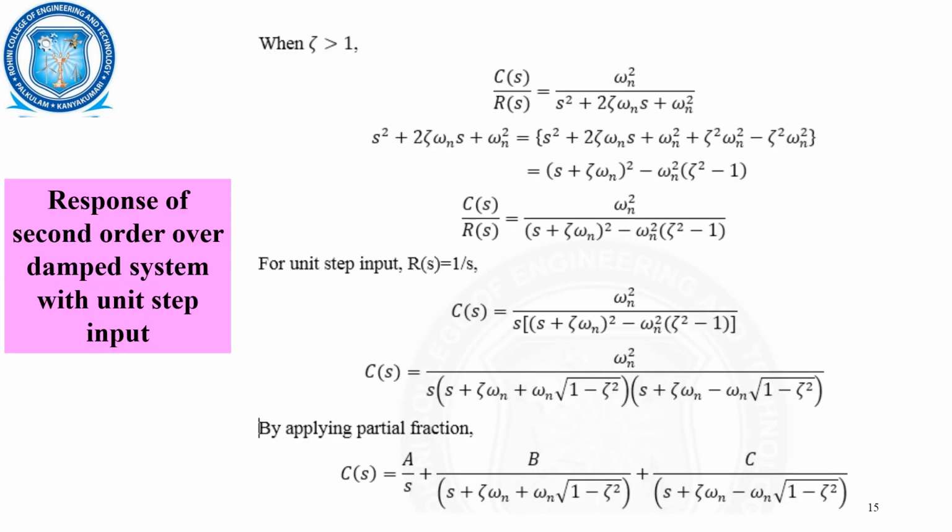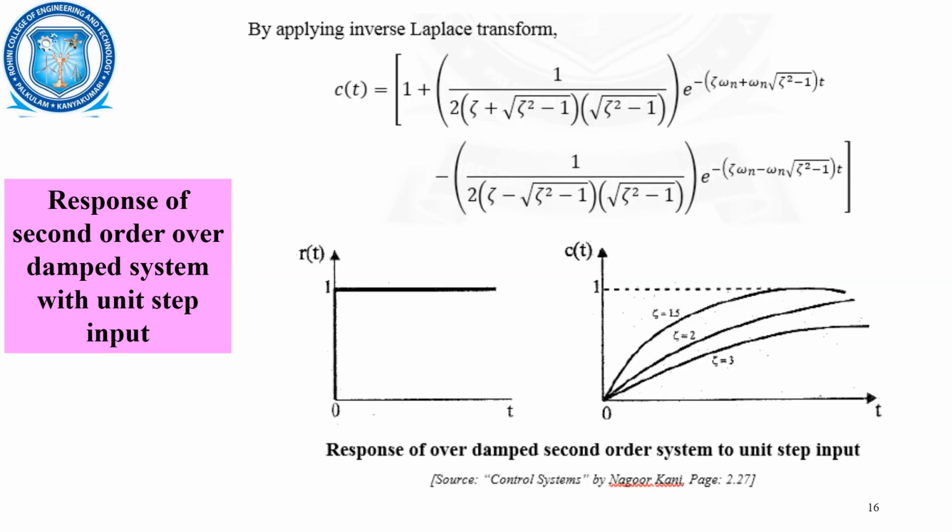Next is the overdamped system. In an overdamped system, zeta is greater than 1. So what we have to do is realign the system such that we get zeta square minus 1. In this sense, you have to rearrange the system, and then consider the same pattern. You have to substitute R of s equal to 1 by s, apply partial fraction, and then we'll get the output C of t.